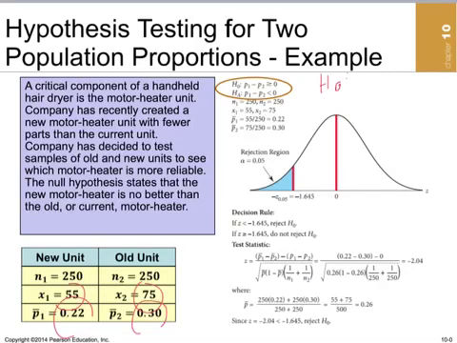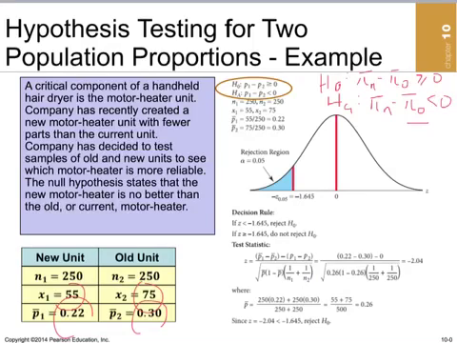H0, I would say pi new minus pi old is greater than or equal to 0. That means that essentially there's no difference between them, or in fact the new one has more issues. HA would be that pi new minus pi old is less than 0, which means I'm having fewer problems with the newer item, and so my pi new should be smaller than my pi old.